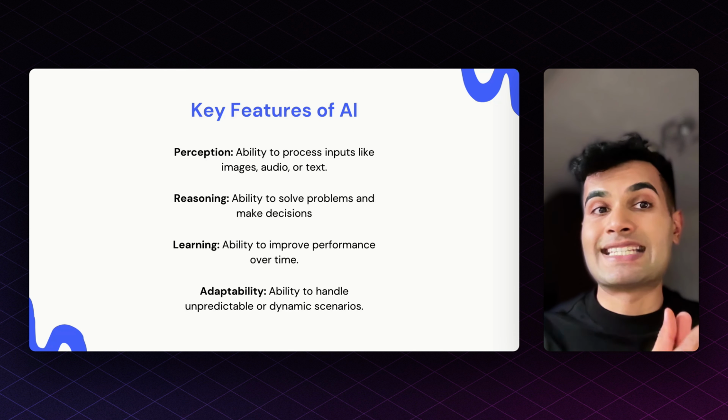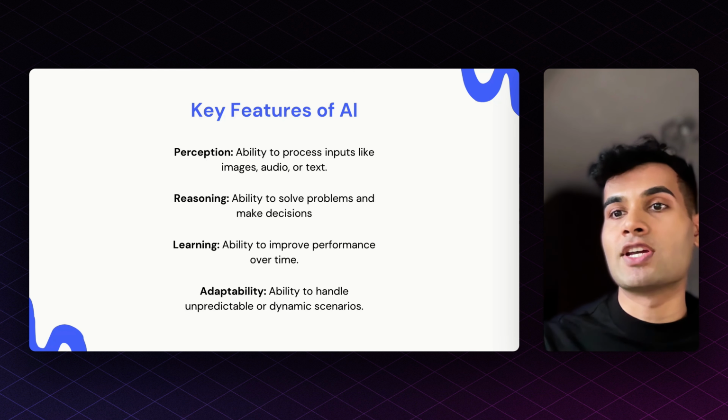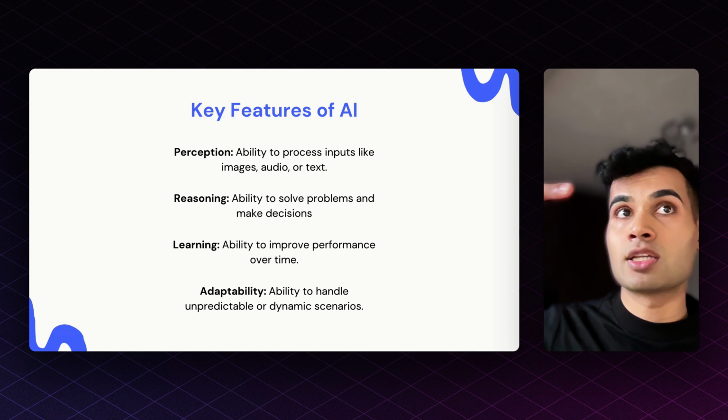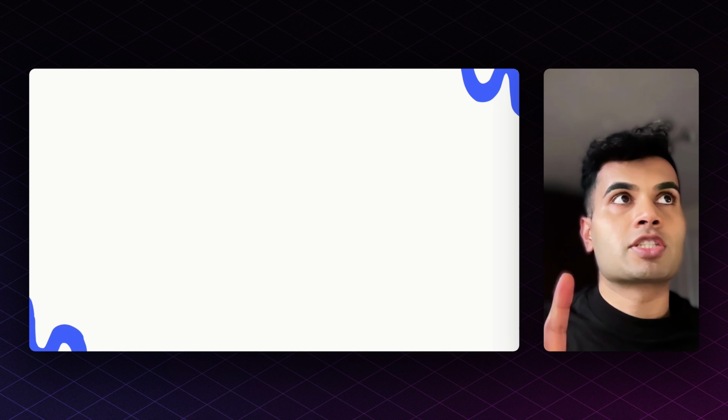So these four key features are the best way I think of it. Most importantly, like I said, to simulate that human intelligence. If you look at all these four main points, we humans have them as well. We perceive, we reason, we learn, as well as we adapt, right? And with that being said, that really brings us to our next point.